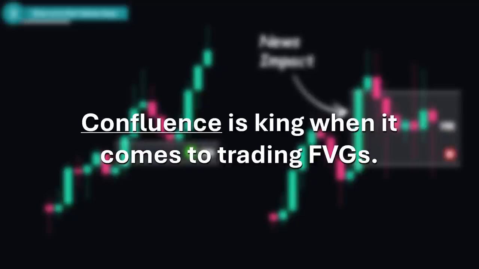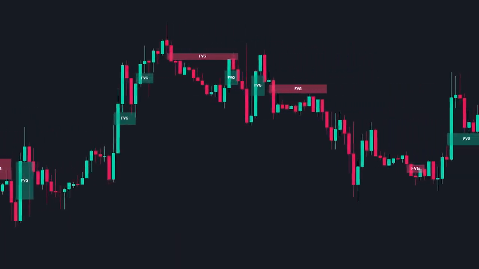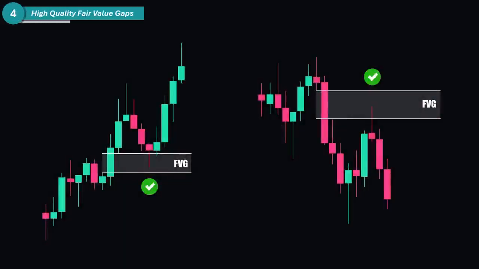Now here comes the main question. What makes an FVG high quality and worth trading? Fair value gaps work best when they align with market structure conditions. When you combine them with key elements of SMC, they become powerful entry points with real precision.